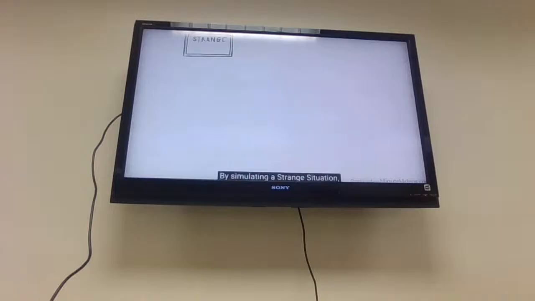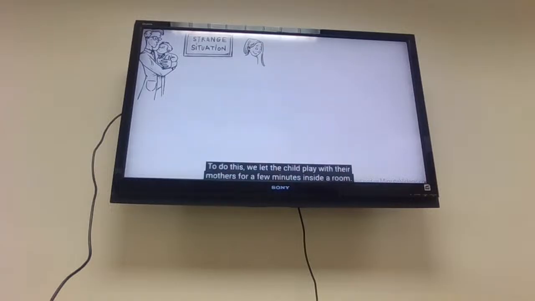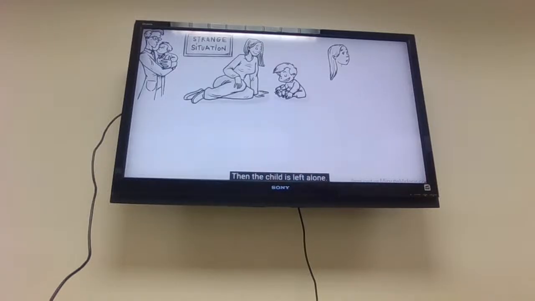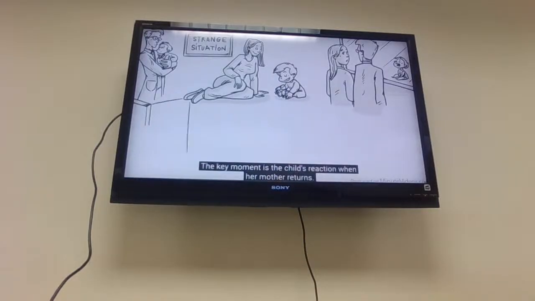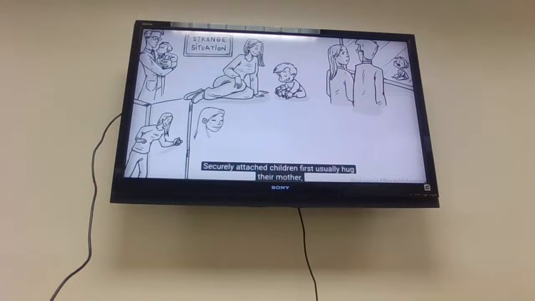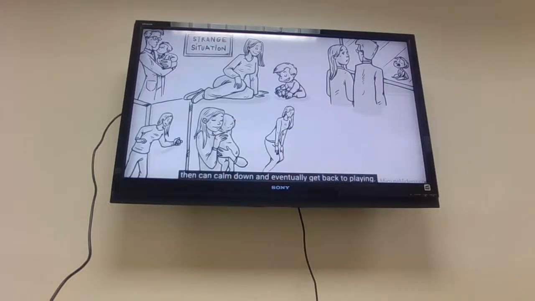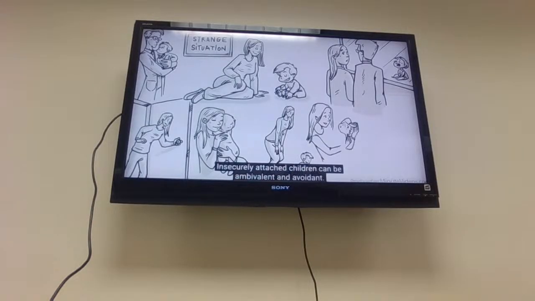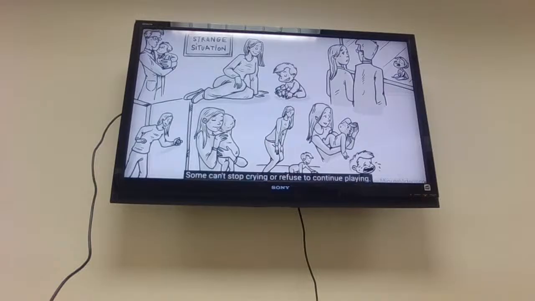By simulating a strange situation, we can assess an attachment style already by the age of 1. To do this, we let the child play with their mother for a few minutes inside a room. Then the child is left alone. The key moment is the child's reaction when her mother returns. Securely attached children first usually hug their mother, then can calm down and eventually get back to playing. Insecurely attached children can be ambivalent and avoidant. Some can't stop crying or refuse to continue playing.